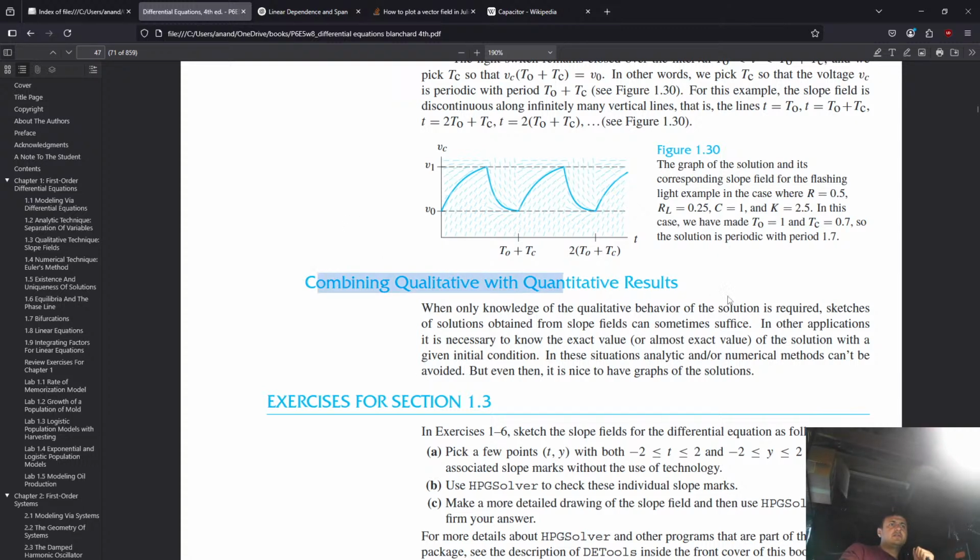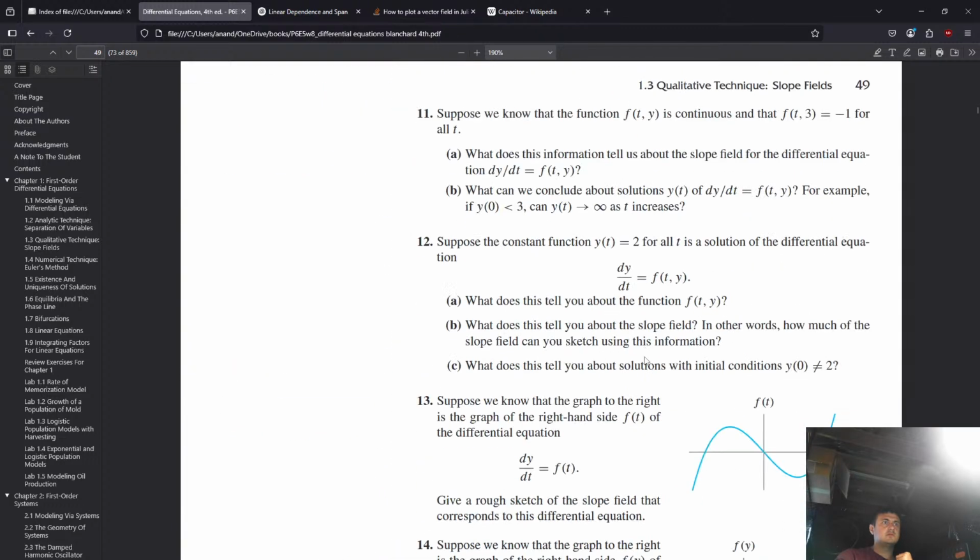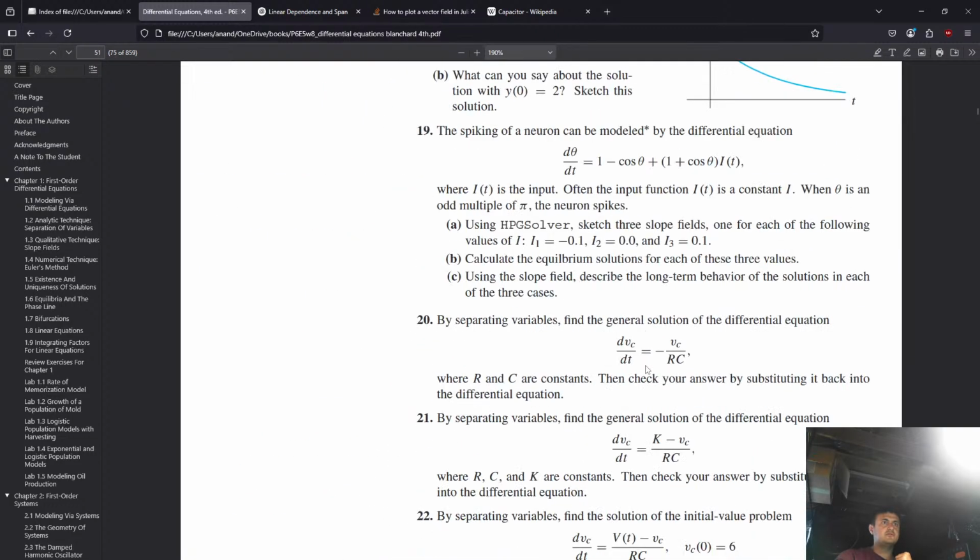When combining qualitative with quantitative, when only knowledge of the qualitative behavior of the solution is required, sketches of solutions obtained from slope fields can sometimes suffice. In other applications, it is necessary to know the exact value of the solution within a given initial condition. In these situations, analytic or numerical methods can't be avoided. But even then, it is nice to have graphs of the solutions. Alright. Definitely should do a bunch of these.